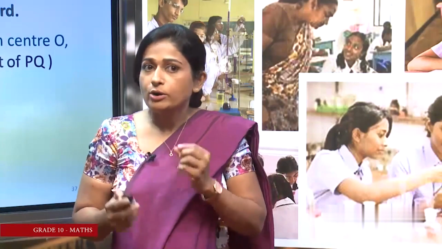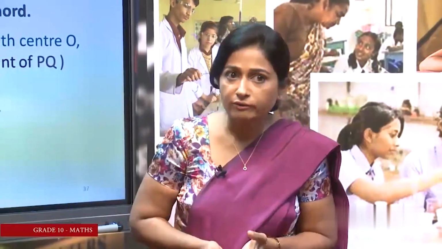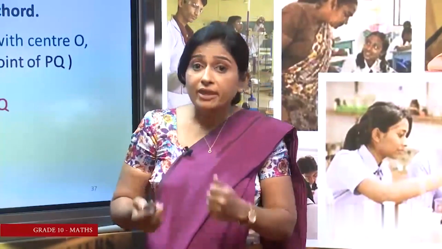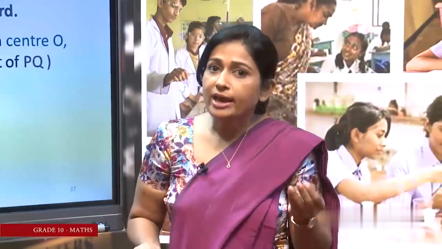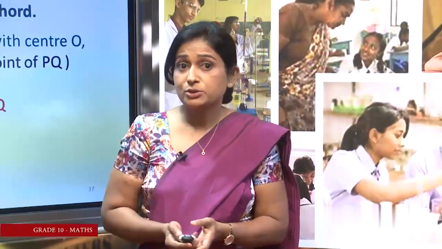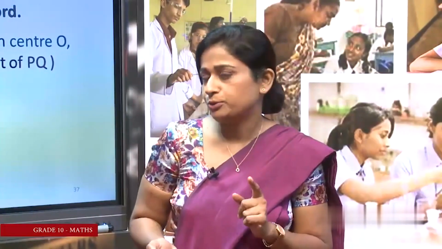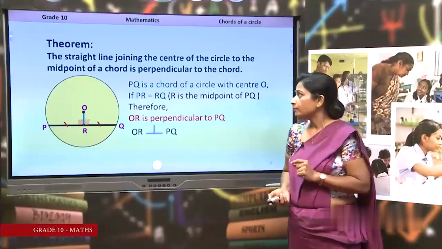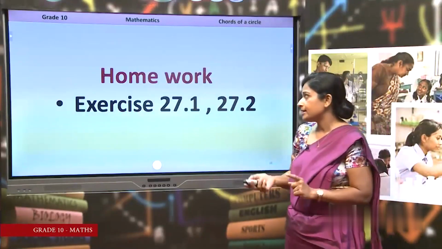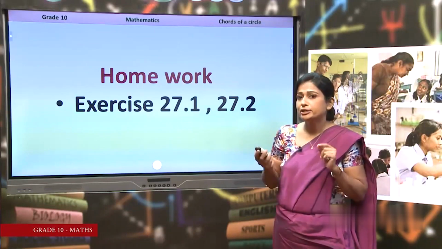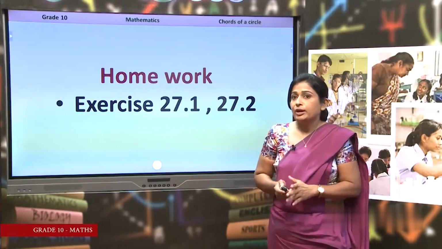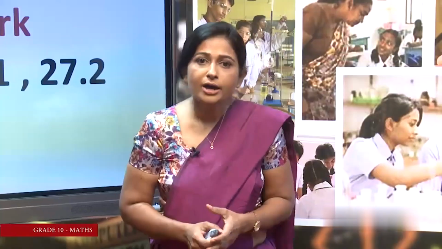So this is my lesson on chords of the circle. Under chords of the circle, in the first part we have learned the theorem, and in part 2 we will learn the converse of the theorem. That is also a very easy part. I think you can practice these sums. I will give you homework: you have to do exercises 27.1 and 27.2. You can also do extra sums from other activity books. I hope you will do these exercises and collect more and more sums from other books. Practice well and you will be an expert in this theorem.